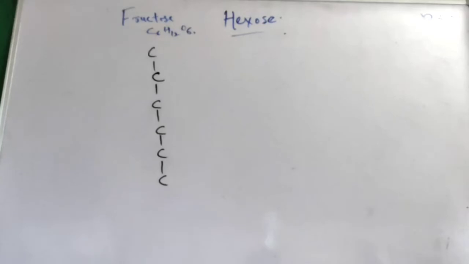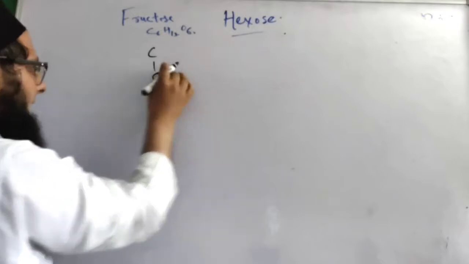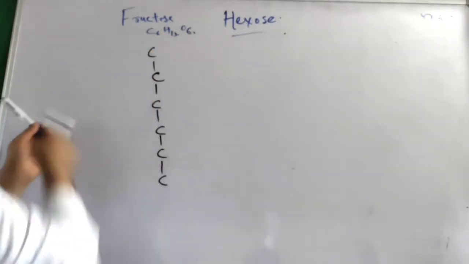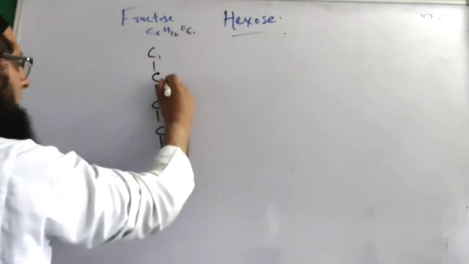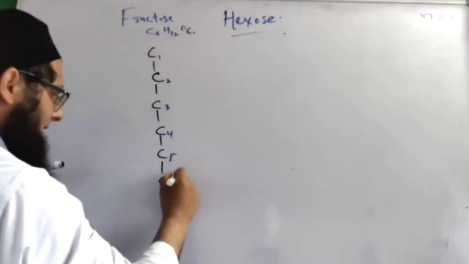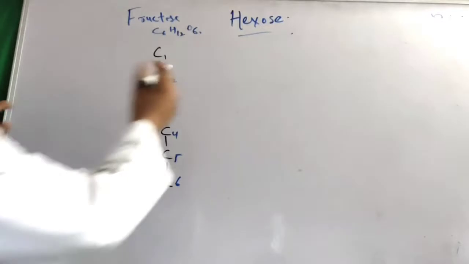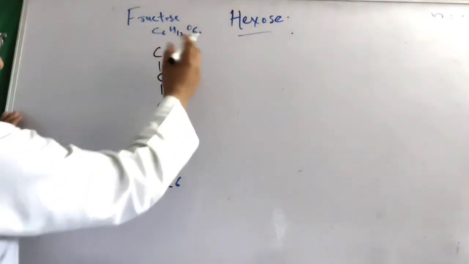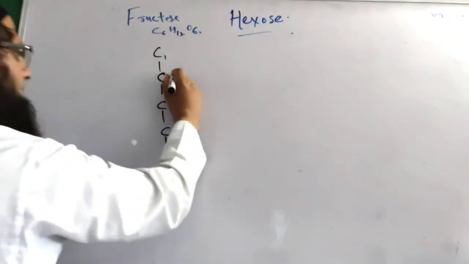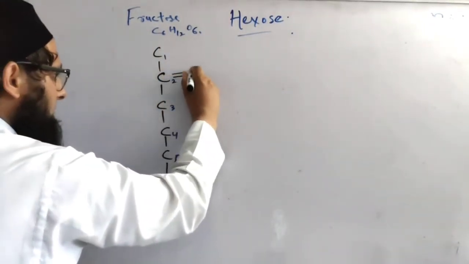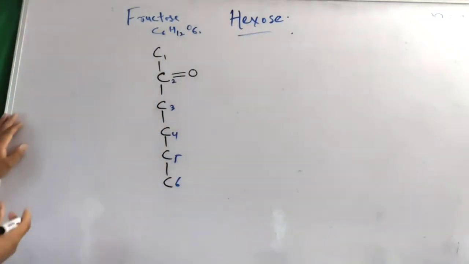We have 6 carbons here. This is carbon number 1, 2, 3, 4, 5, and 6. The keto functional group is at carbon number 2, like this. And this is a keto sugar, having the functional group as ketone.